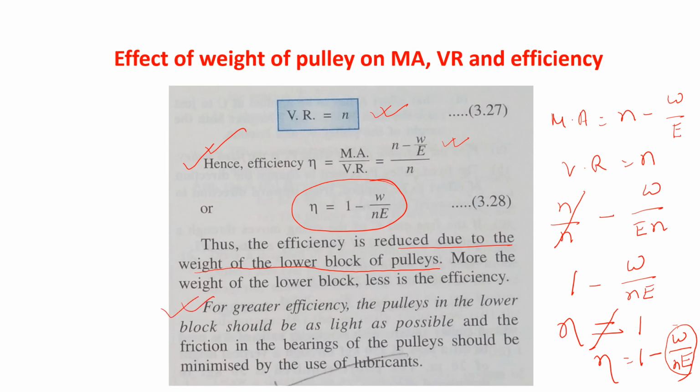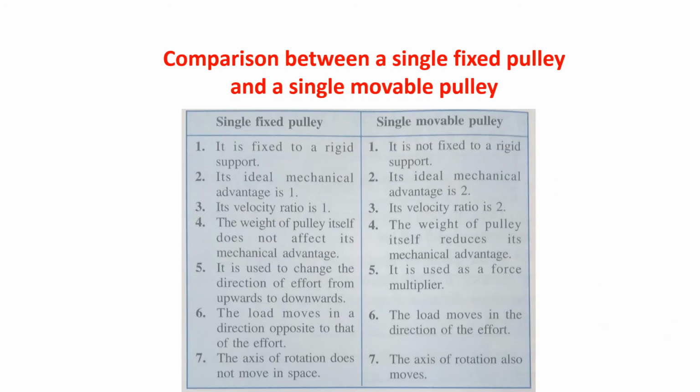Okay, how to minimize? Now a comparison is given between a single fixed pulley and a single movable pulley. Please go through it. I think you will be able to understand what is written here. Now with this, I am ending lecture 2 of the machines chapter, and in the next class we shall solve some numericals on pulleys.